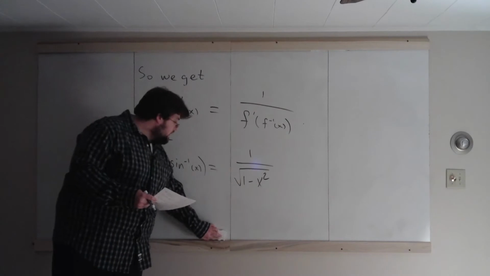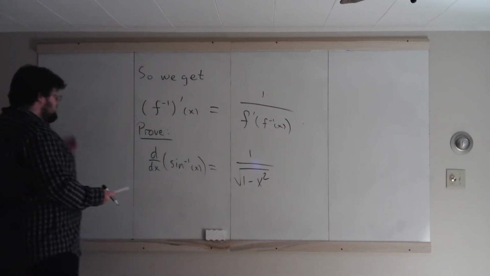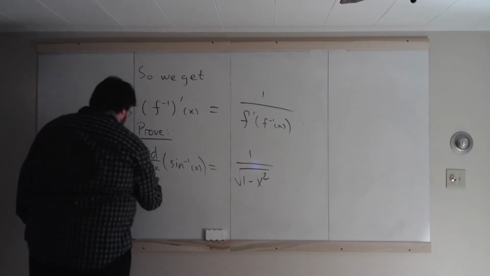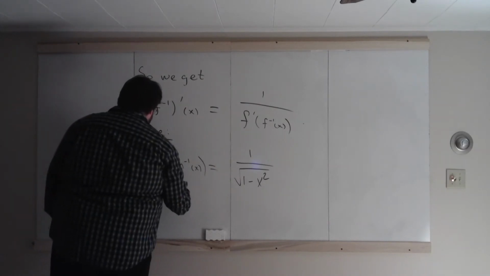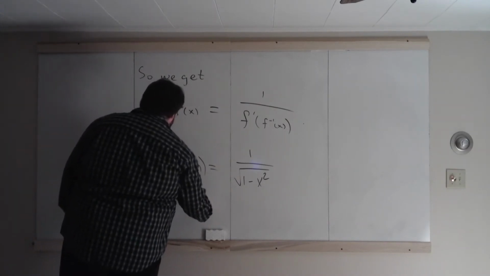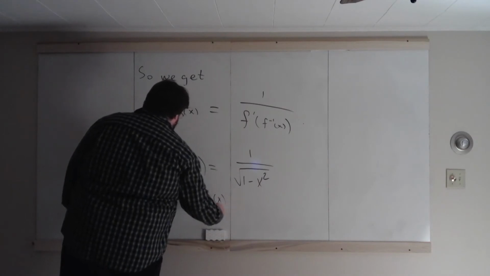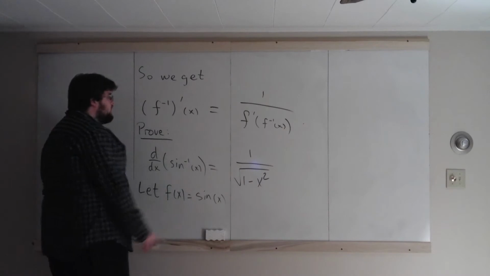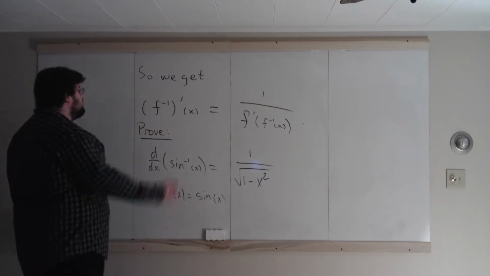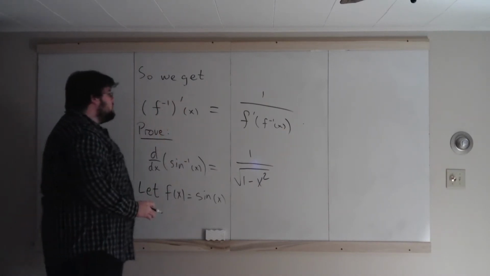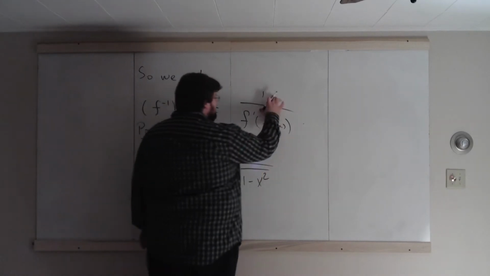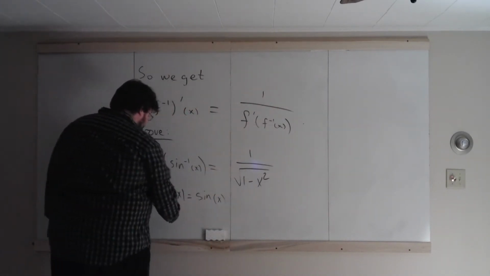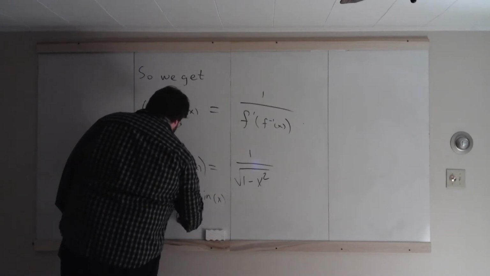So how do I want to write this? Well, we have f in our formula, so let's let f of x equal sine of x. Well, if we let f of x equal sine of x, then this formula up here will give us the derivative of sine inverse. To substitute into this formula, we're going to need f prime. So f prime, well, the derivative of sine is cosine.